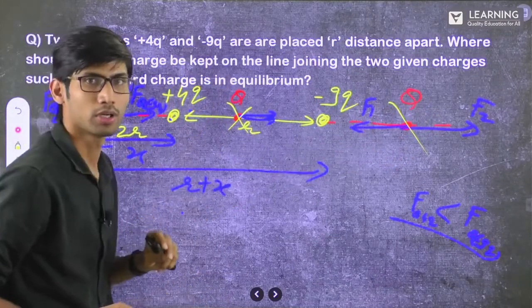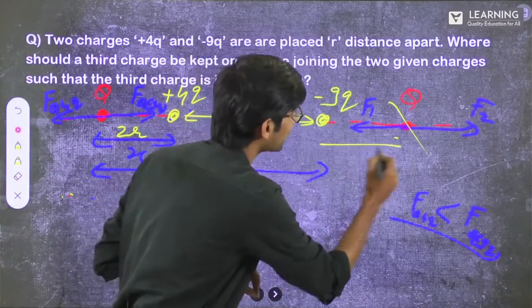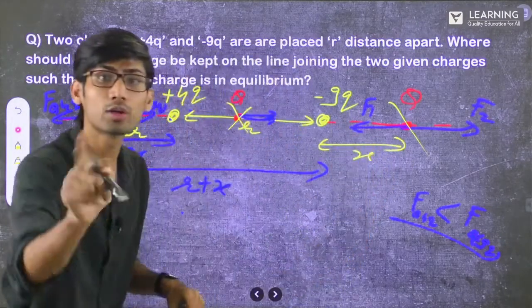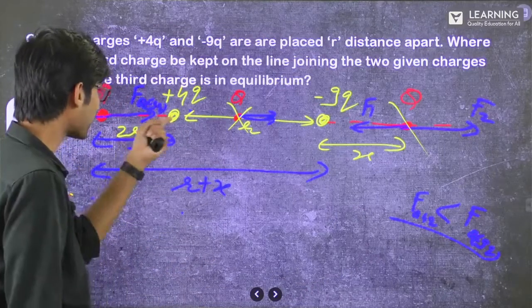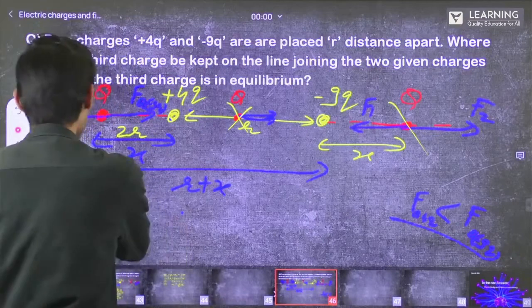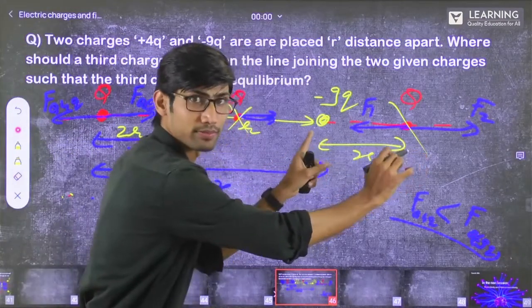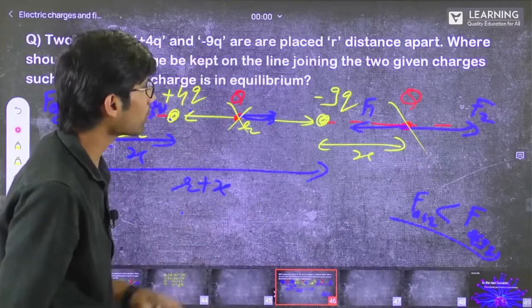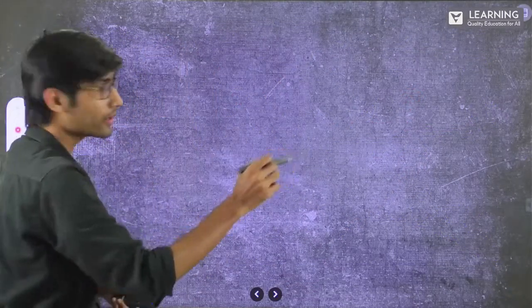Now, not using much brain, if you just thought, okay, let's take this as x and start solving, you can do that. You will still get the same answer. You will get 2r from this. I'll tell you how. Let's see this. Suppose I have taken this as x. So now what will happen? We have to equate the forces.